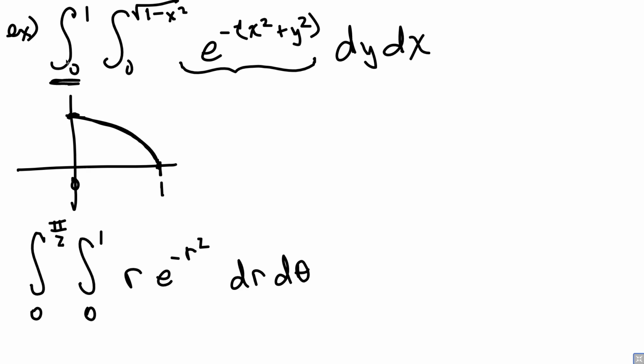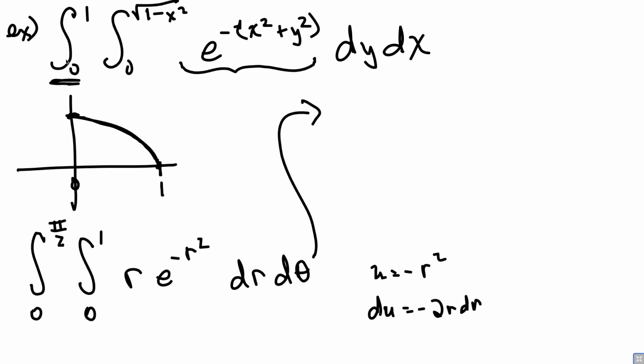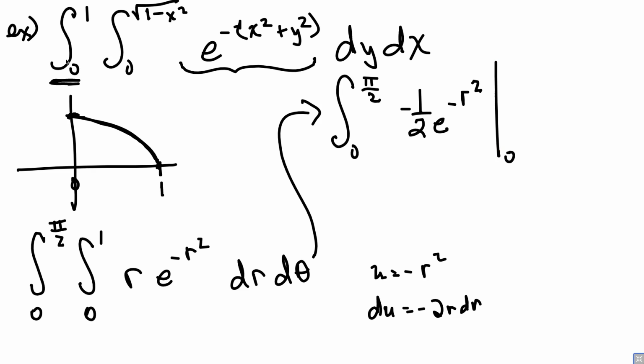Okay, so to do this, it is going to be a u sub. So u is going to be negative r squared, du is negative 2r dr. We're missing a negative 2, so we introduce that and bring out a negative 1/2. So when we integrate this, it becomes the integral from 0 to pi over 2 of negative 1/2 e to the negative r squared, evaluated from 0 to 1, d theta.